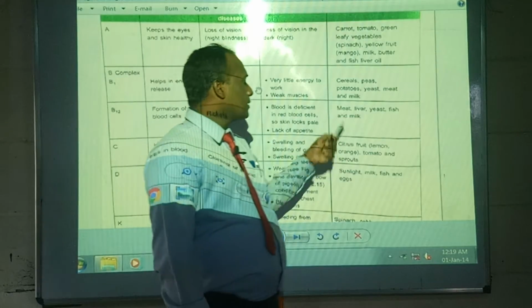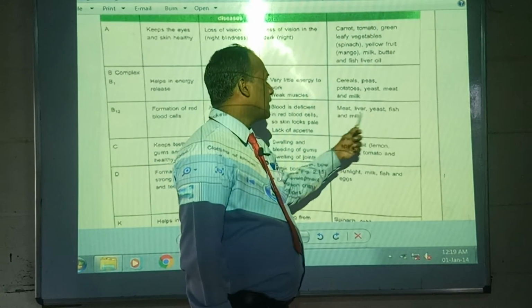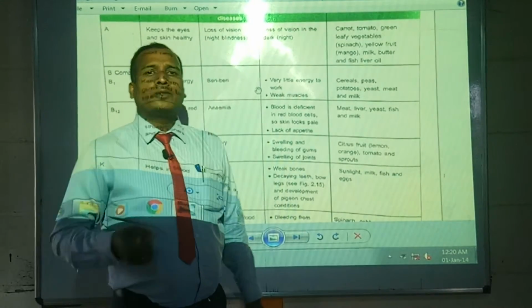So where will you get it? Meat, liver, bread, yeast, fish and milk. From those you will get plenty of B12.